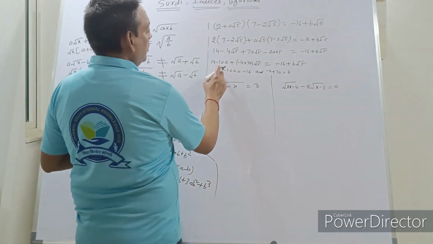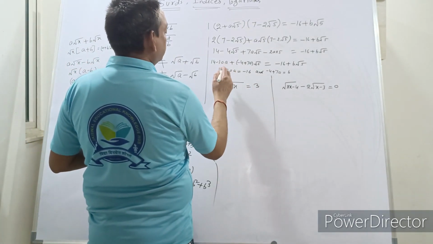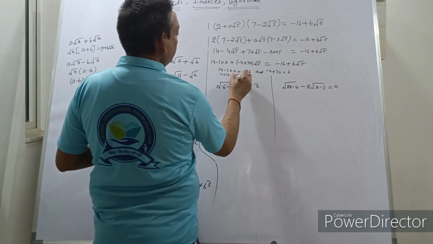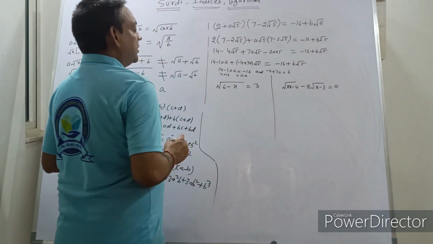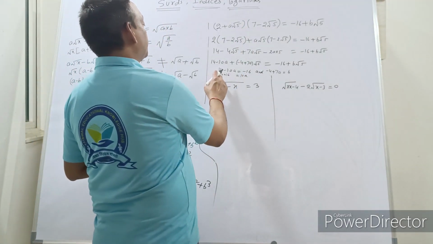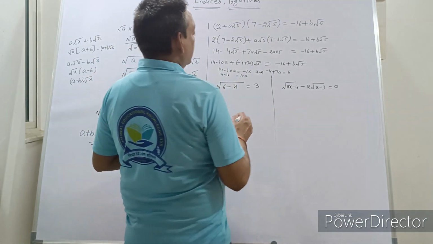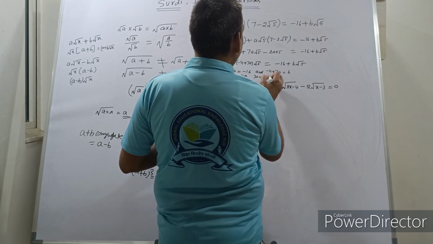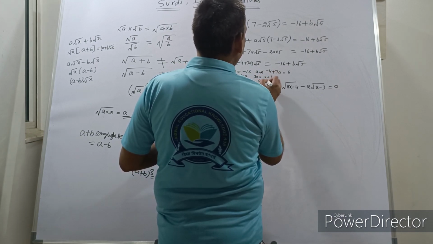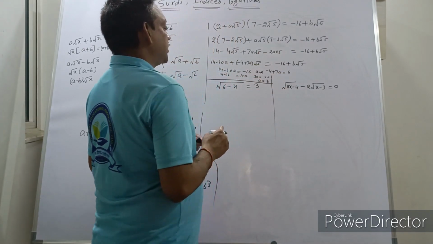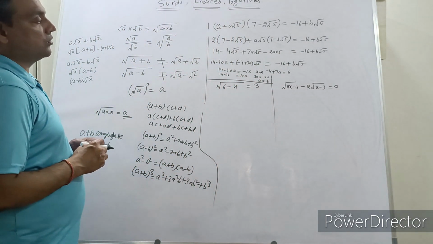So now 14 plus 16 is equal to 10a. 14 plus 16, that gives you 30. So 30 is equal to 10a. So a is equal to 3. Okay, a is equal to 3, 30 divided by 10.